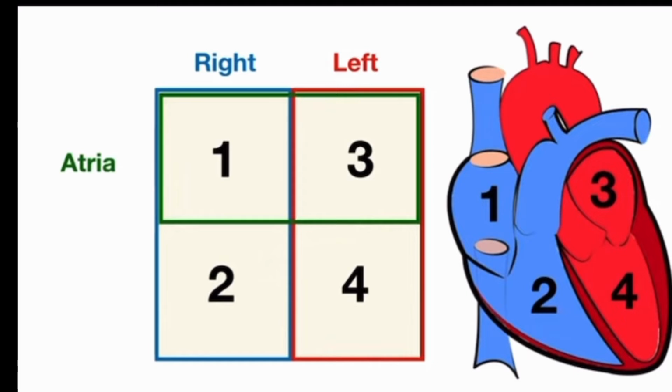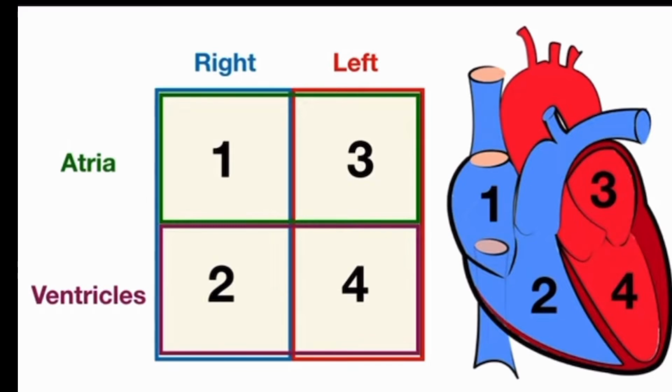The 2 chambers on top are known as the atria, and this will include boxes 1 and 3, and the 2 chambers on the bottom are known as the ventricles, and this includes boxes 2 and 4. Now, the easy way to remember the atria are located on top and the ventricles are located on the bottom is to think of the alphabet. A comes before V, so the atria are located superiorly and the ventricles are located inferiorly. Now we have created this 2x2 table, which will help us label the different chambers of the heart.